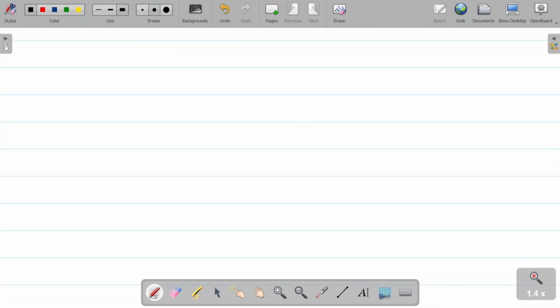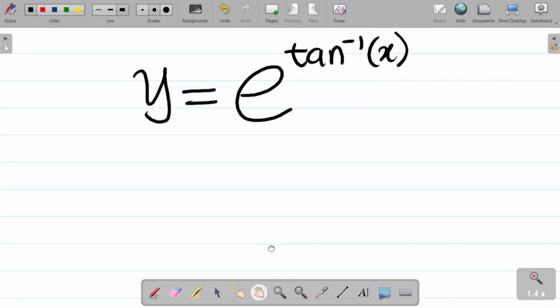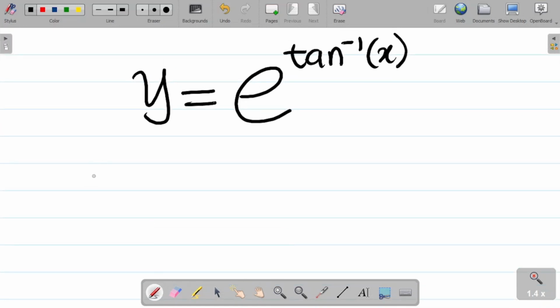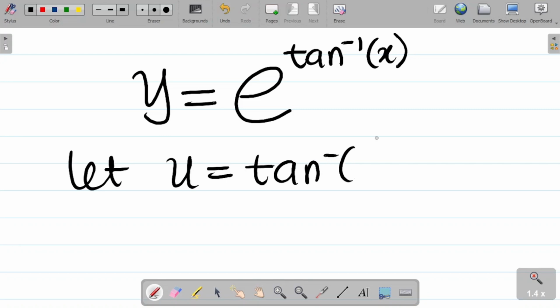Alright, so I'm given the question there. My question here is that y is equal to exponential tan inverse of x. Right, and I'm asked to find dy over dx here. What do I do? My first concept is this. I would say let u, of course, when it comes to exponential differentiation, your first task is to say let u be equal to the power of the exponent, which in this case is tan inverse of x. So I have tan inverse of x.